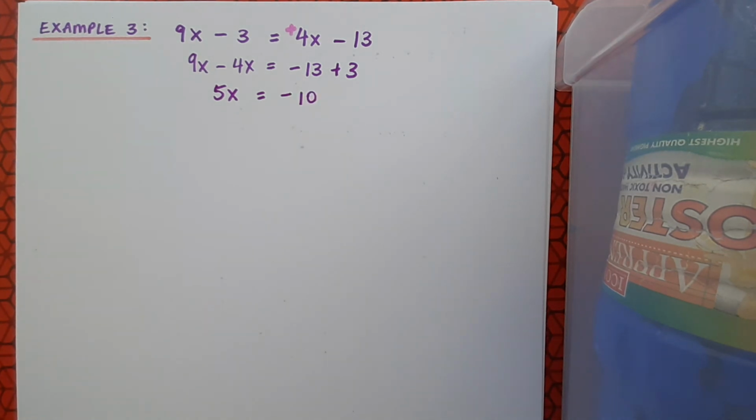minus 10. Now I'll get the x by itself. So x stays on the left, minus 10 is already on the right, and the coefficient 5 comes across and divides. So this time I get a solution of x equals minus 2.